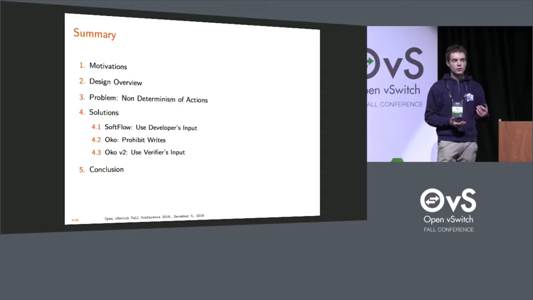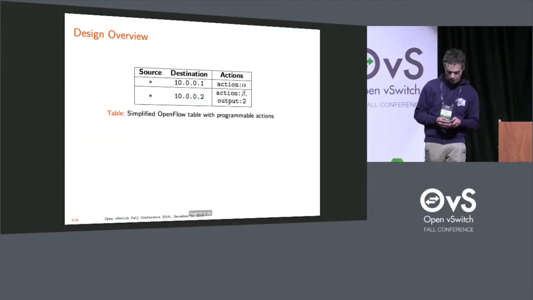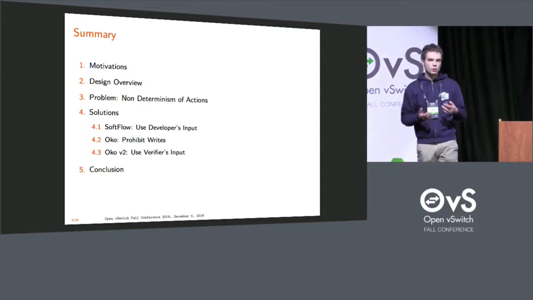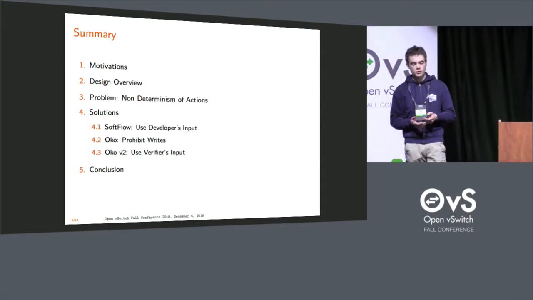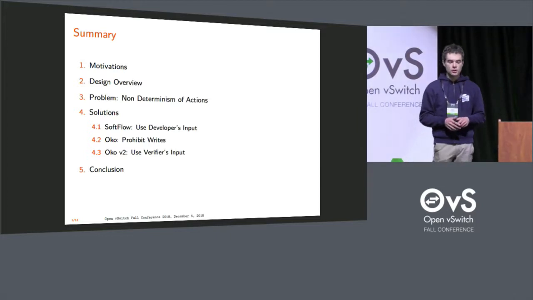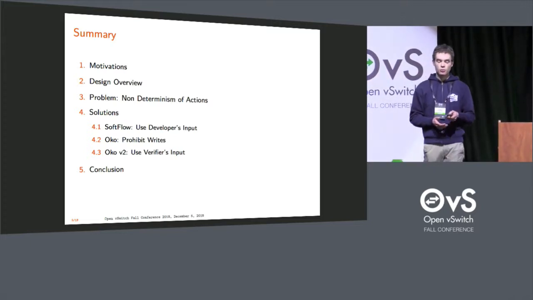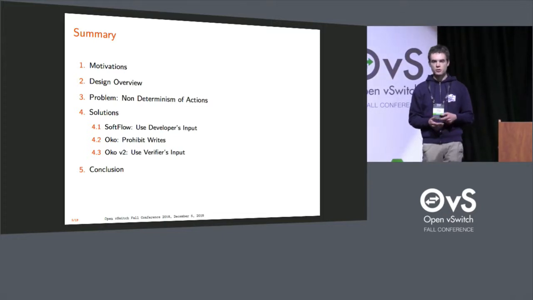So in summary, I went over the motivations. I'm going to briefly describe what we're actually trying to do here. Then I'm going to go over what I think is the main problem we have today with an extension mechanism for Open vSwitch, what we have to solve, and a few solutions from academic papers and from our work. I'm going to go over the SoftFlow approach, then the OCO work we did, as Ben mentioned, and the more recent work on OCO again, where we use the BPF verifier this time to try to solve this issue.